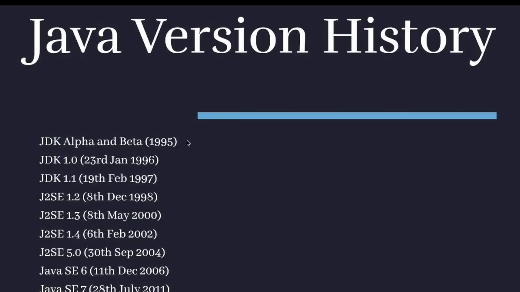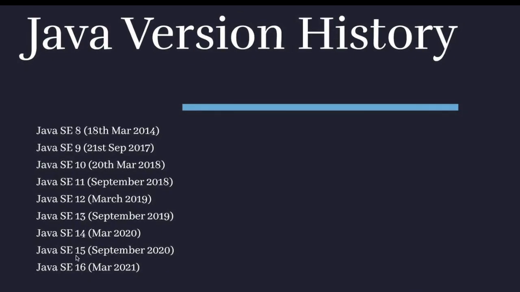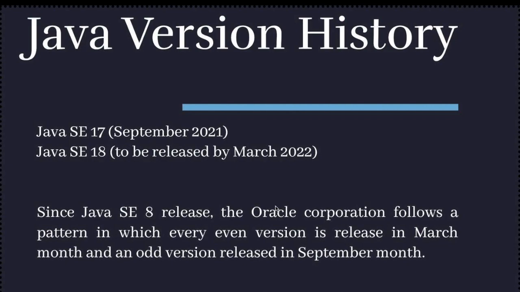So these are the Java versions. Java started with JDK Alpha and Beta in 1995, then JDK 1.0, 1.1, 1.2, 1.3, 1.4, 5, SE6, SE7, and many more. So now Java SE16, Java 17, Java 18 are available in the market. Since Java SE8 was released, the Oracle Corporation follows a pattern in which every even version is released in the month of March and an odd version is released in the month of September. Alright, it's all about Java version history.